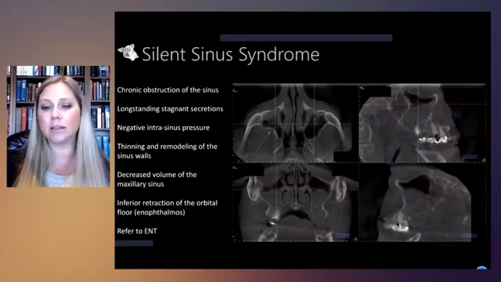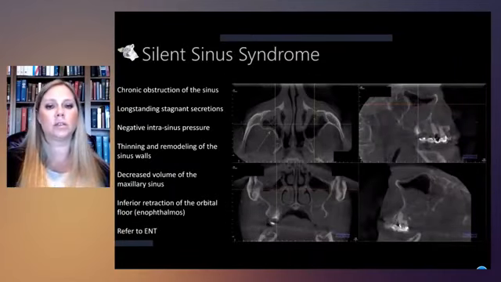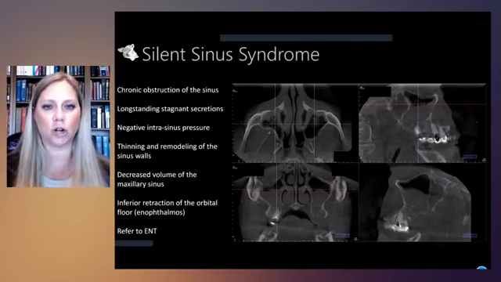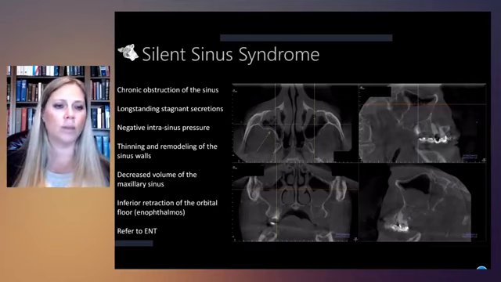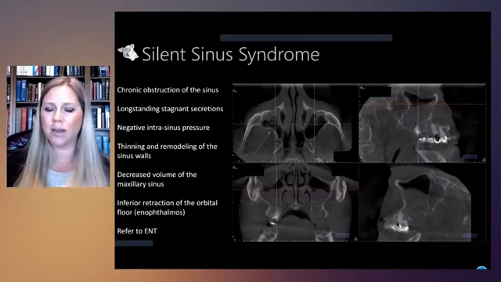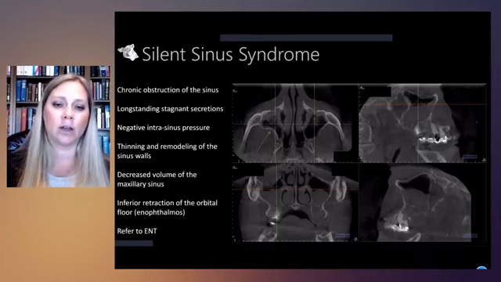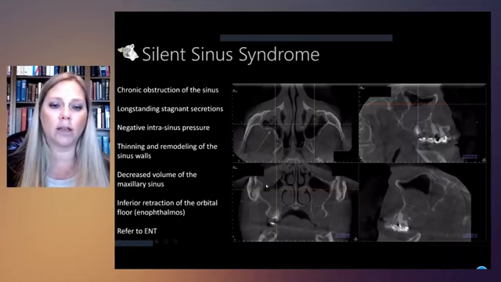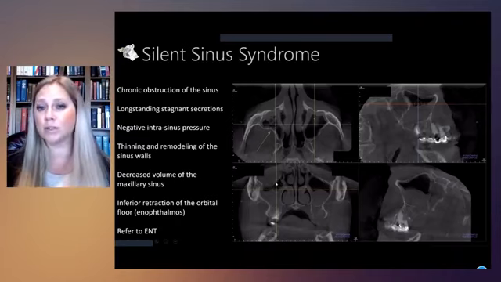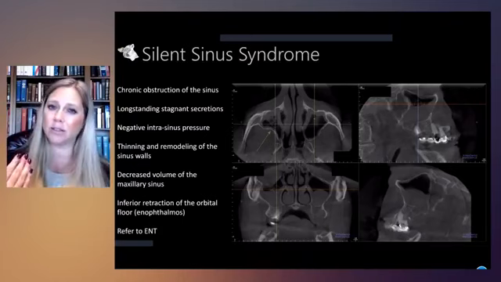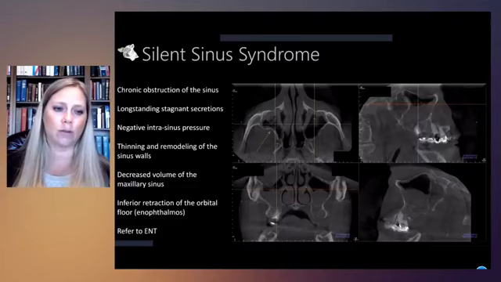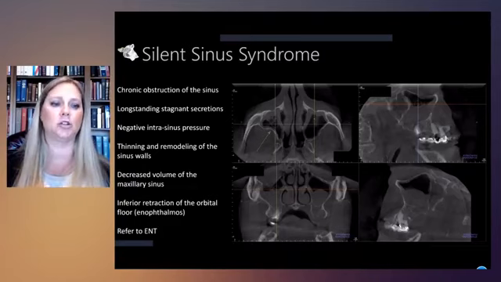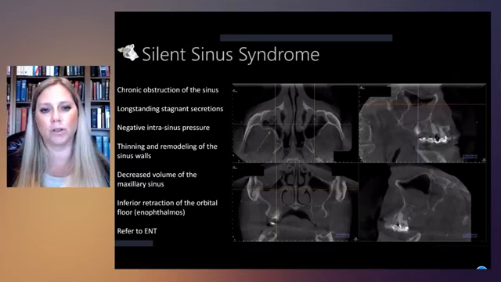And occasionally we can see silent sinus syndrome as well. And so with this, we have a chronic obstruction of the sinus that starts to remodel those sinus borders. We get negative intraantral pressure and it starts to kind of suck those borders in. What we can also see is that you have an inferior remodeling of the orbit. And so sometimes the first thing that the patient notices is one eye looks a little bit different or a little bit lower than the other side. And so that's kind of a red flag for us that we have a silent sinus syndrome going on. Definitely want to refer this to ENT.